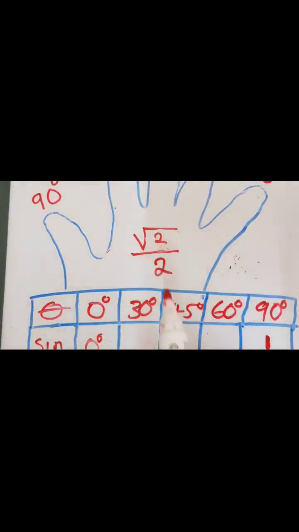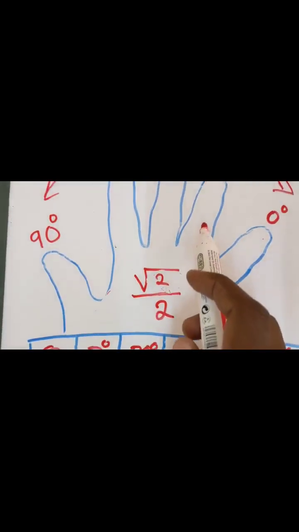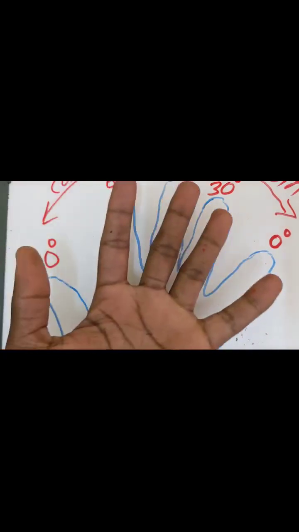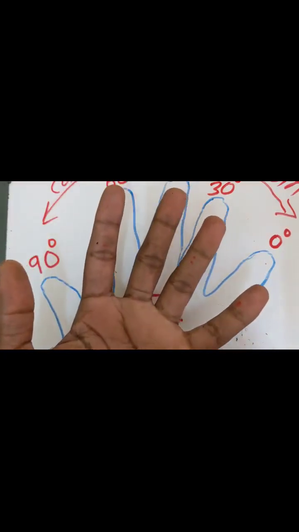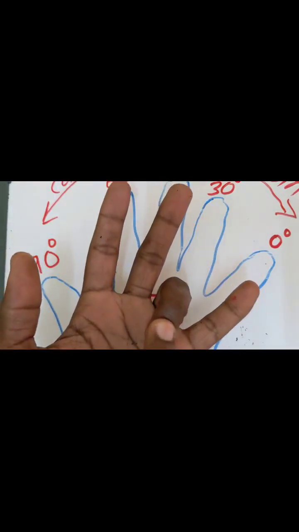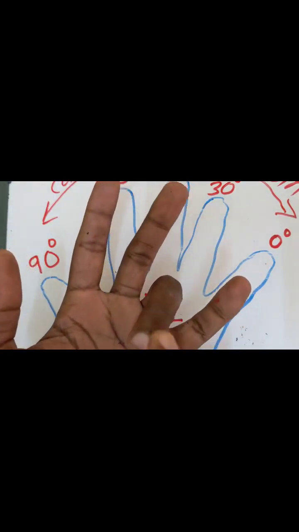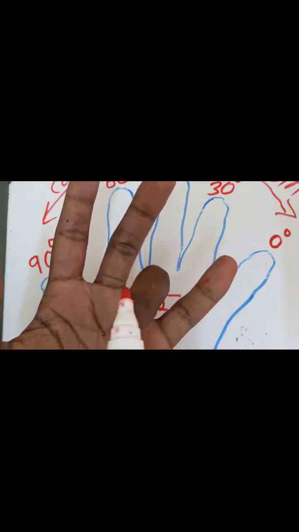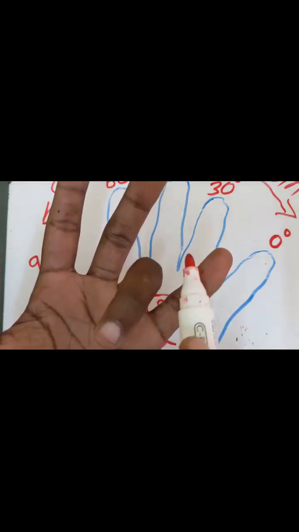So let's try to find sine 30. Sine 30 is this one. We drop 30, this is where 30 is. We drop 30 like that. Then how many fingers left? We are going to the sine, we are looking for sine 30. How many fingers left? We have 1.